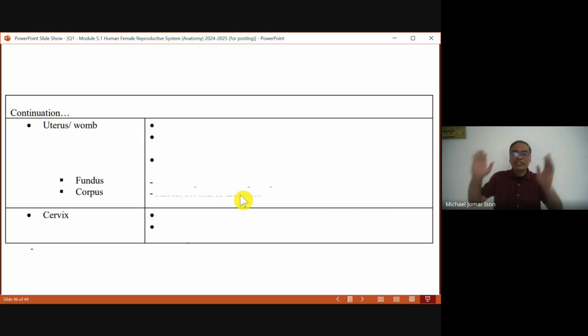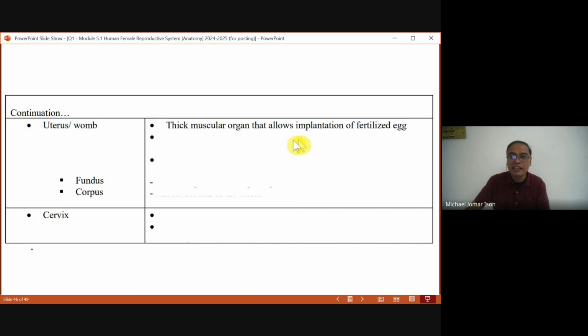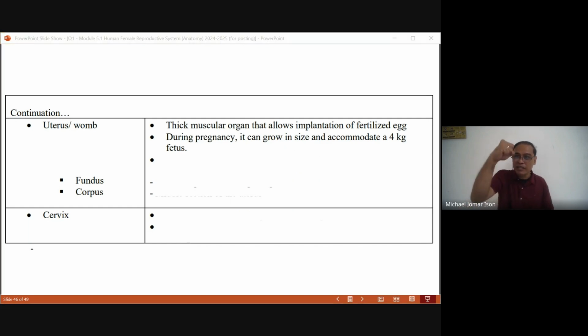All right. Now let's just finish up with this. This is the uterus, the muscular organ that allows implantation of the fertilized egg. During pregnancy, it increases in size. It's very interesting that it's somehow as big as this, but later it will grow as big as a baby. So you can imagine how the uterus will be stretched.